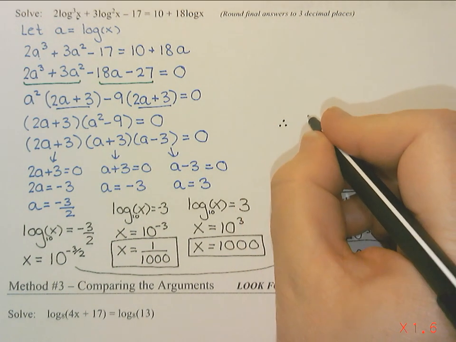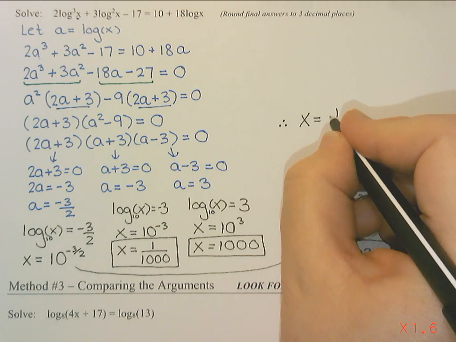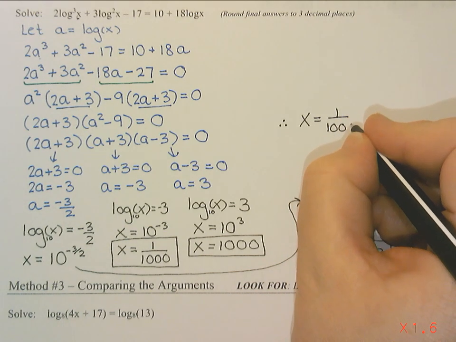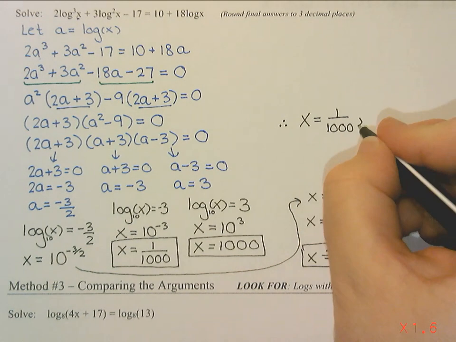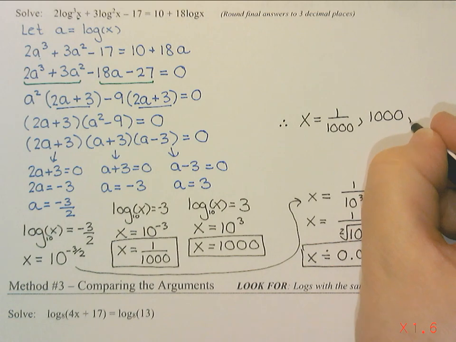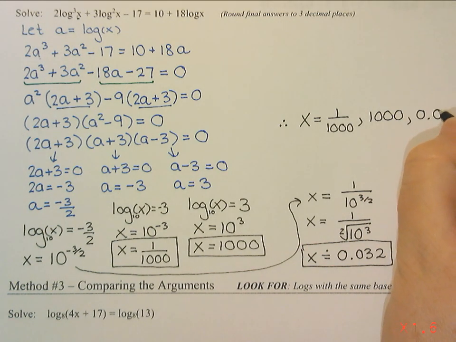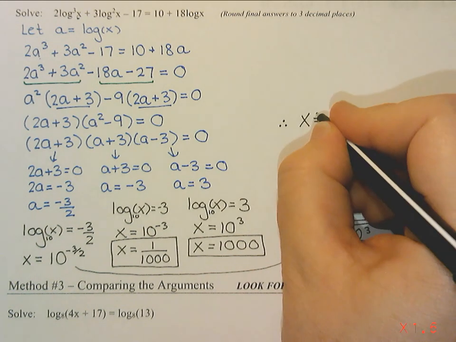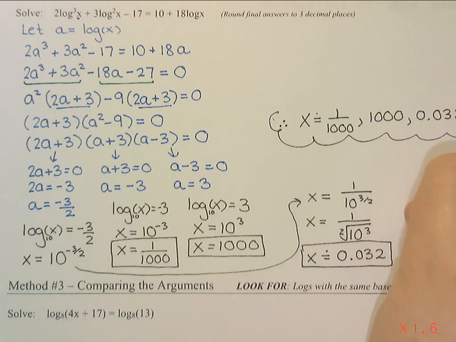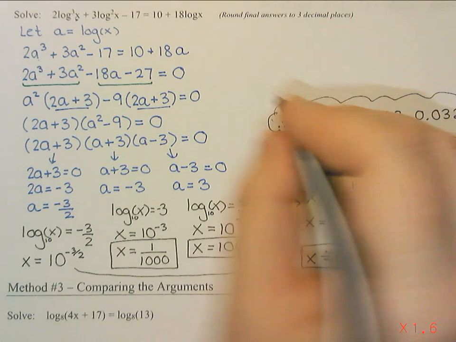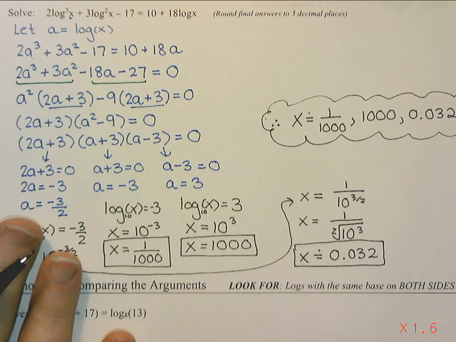So I'm going to say x equals 1 over 1,000, or that is 0.001, 1,000, and approximately 0.032. Can you see that? There we go.